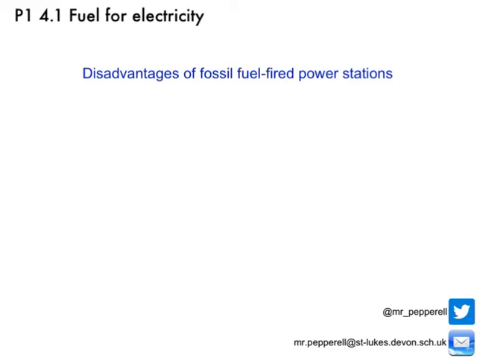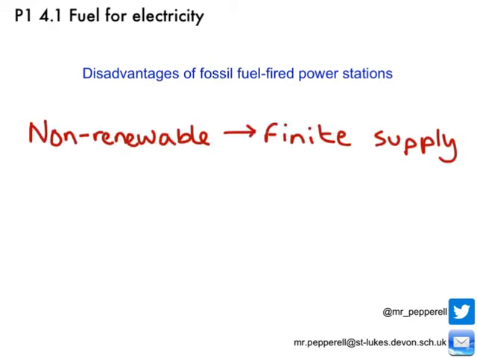So all this sounds pretty great, but there are actually a couple of major problems with the process of generating electricity from fossil fuels. The first one is that the fuels we use, the coal, the oil and the gas, are what we call non-renewable resources. This means that they are finite. They're not going to last forever. Eventually, our natural supply of these resources is going to run out, and then we won't be able to use them anymore.